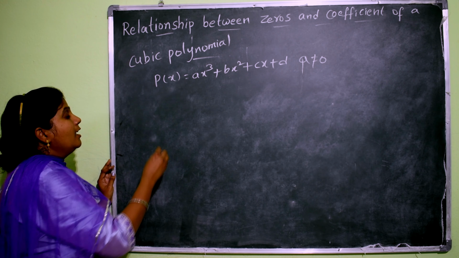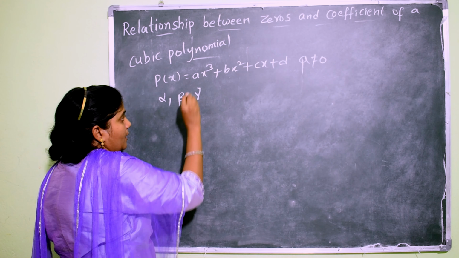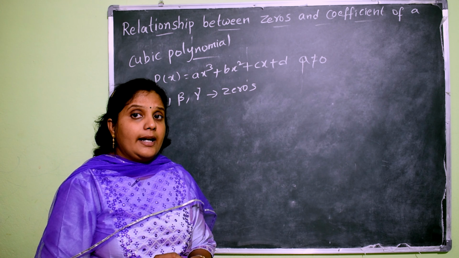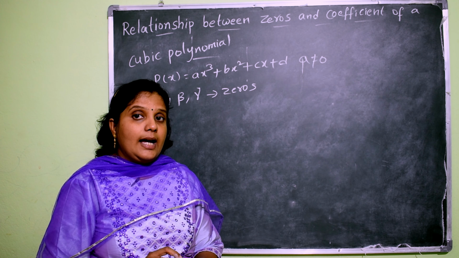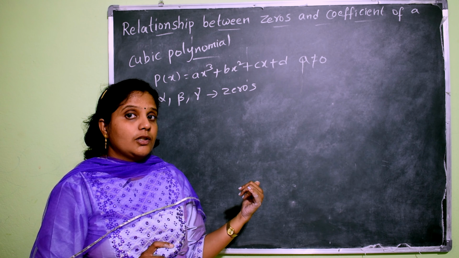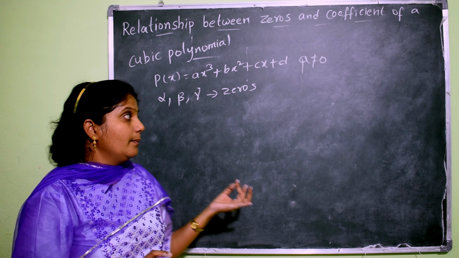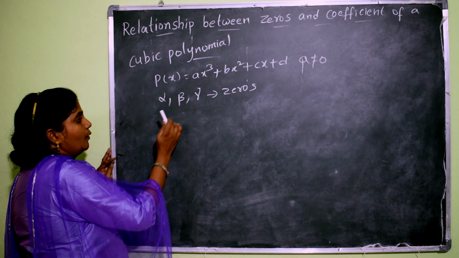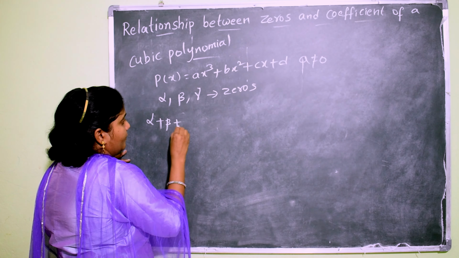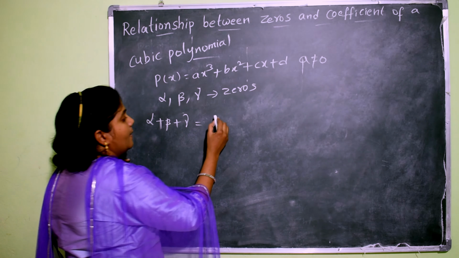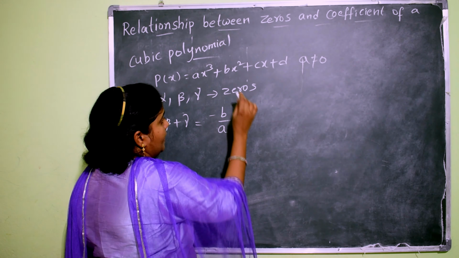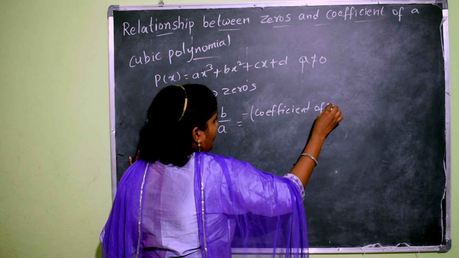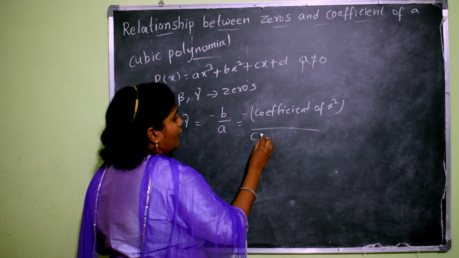So for cubic polynomial, what are the zeros? For linear polynomial, what are the zeros? Alpha. And for the quadratic polynomial, what are the zeros? Alpha and beta. For the cubic polynomial, what are the zeros? Alpha, beta and gamma. So alpha comma beta comma gamma are the zeros of the polynomial. So now we are writing the sum of the zeros, that is sum of the roots, alpha plus beta plus gamma. That is equal to minus b by a. What is b here? Coefficient of x square. And what is a here? Coefficient of x cube.